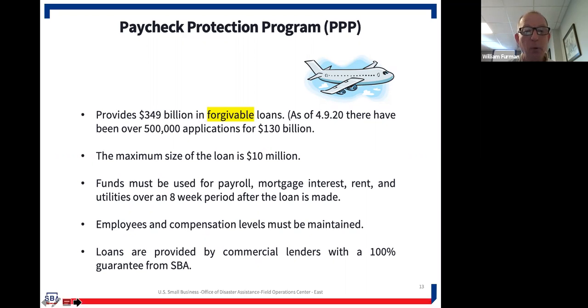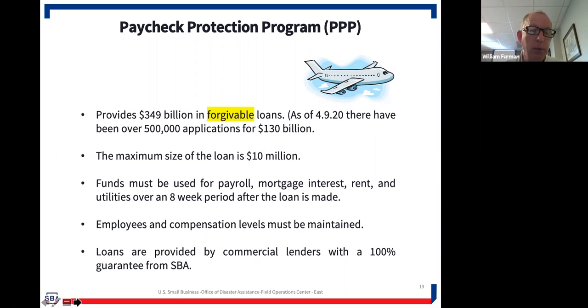Okay, so that's very important to keep in mind. Employees and compensation levels must be maintained. If you applied for that number, you had to give a head count, the average number of employees over the previous 12 months. You also had to provide payroll records to support the level of payroll going to those employees.